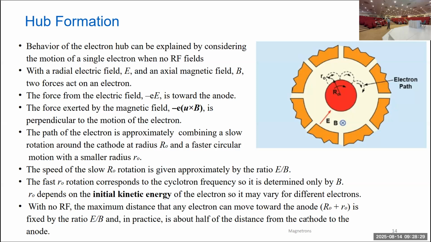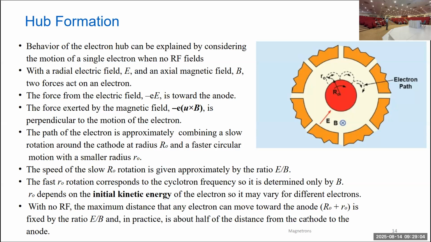The path of electrons is approximately a combination of a slow rotation around the cathode at radius R0 and a faster circulation motion with a small radius r0. Now, this radius r0 depends upon the initial kinetic energy of every electron, because every electron has a different initial kinetic energy, ranging from 2 to 3 or 4 or 5 eV. So it may vary for different electrons.